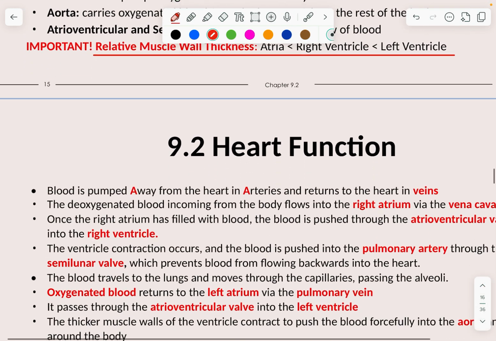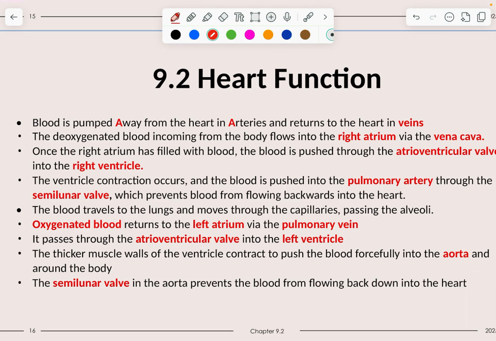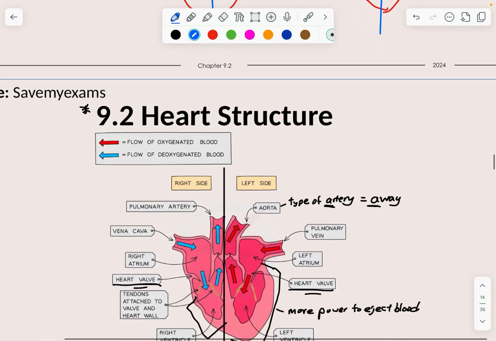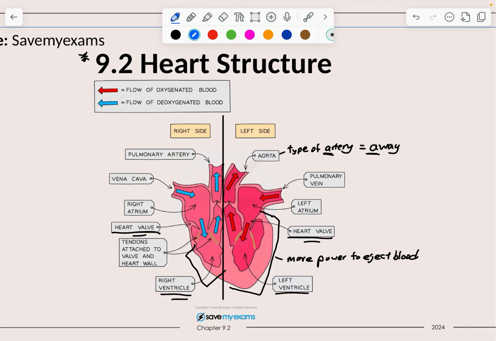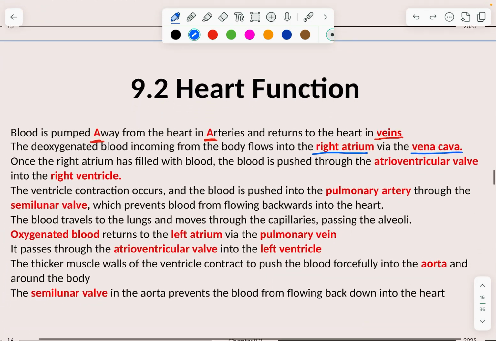All right. This is another section, it's quite wordy, I'm really sorry, but I think a lot of things I've already explained. Once again, I will re-emphasize that blood is pumped away from the heart by the arteries, and returns to the heart in veins. The deoxygenated blood incoming from the body flows into the right atrium via the vena cava. So we should go back to this. From the vena cava, it enters the right atrium. So what does that sentence mean?